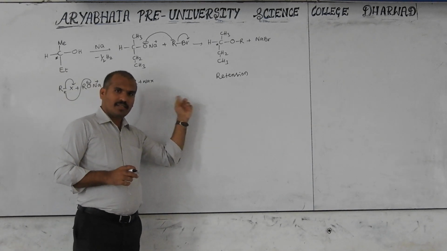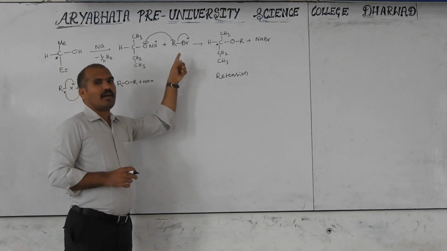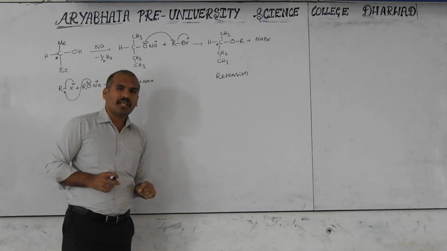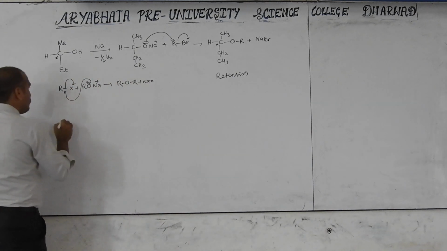That's why in Williamson synthesis generally you will get this. If the alkoxide is attacked with methyl or ethyl, then you will get the retention configuration. I will show the inversion configuration also.